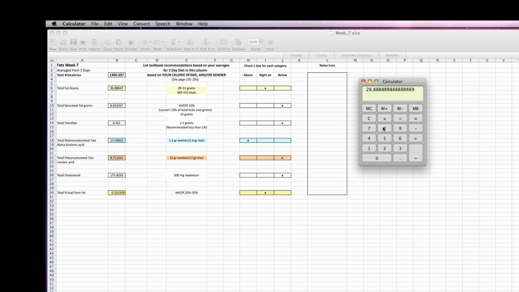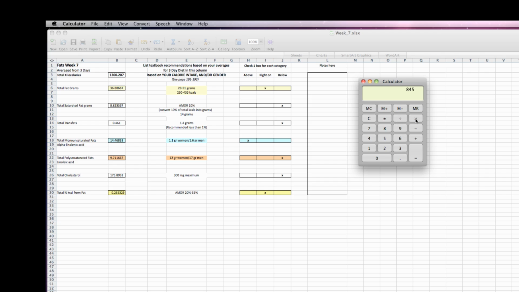If you're aiming for 35%, which is the upper number, still acceptable, let's do that. So we start again with 1300 and we multiply it by 35%. And now we're going to get kilocalories. 455 would be the correct number. So we're going to take that number. We've got now the upper range. 35% of her daily intake of 1300 calories is 455.